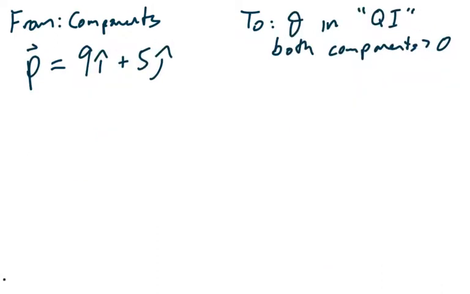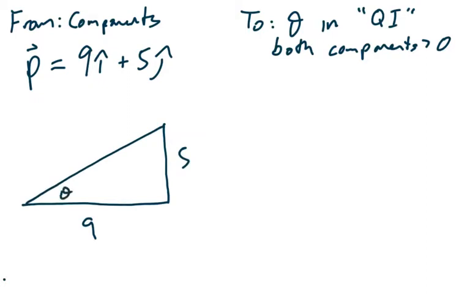So now let's go to something a little more complicated, where we're going from component form to finding the theta. We're going to start with just Q1. Again, if I don't know what to do, I draw the vector. So this has an x component of 9 and a y component of 5. I'm trying to find this angle theta here.